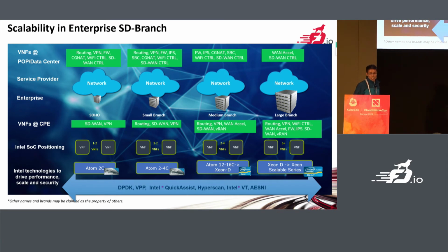Okay, we can provide different scalability for different sizes of enterprise, from the SOHO to the small branch, medium branch, and the large branch. For each case, we can provide different cores, from Atom 2 cores up to 16 cores. Also for the medium branch and the large branch, we can provide the Xeon chips or Xeon scalable processors for large deployment.